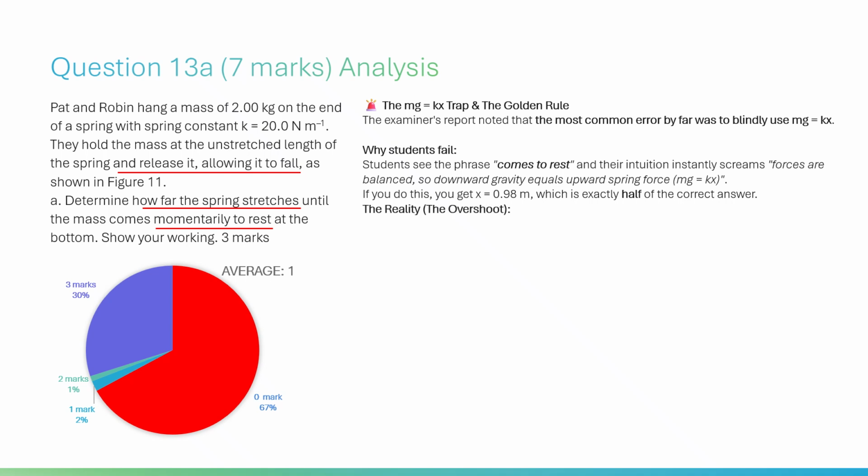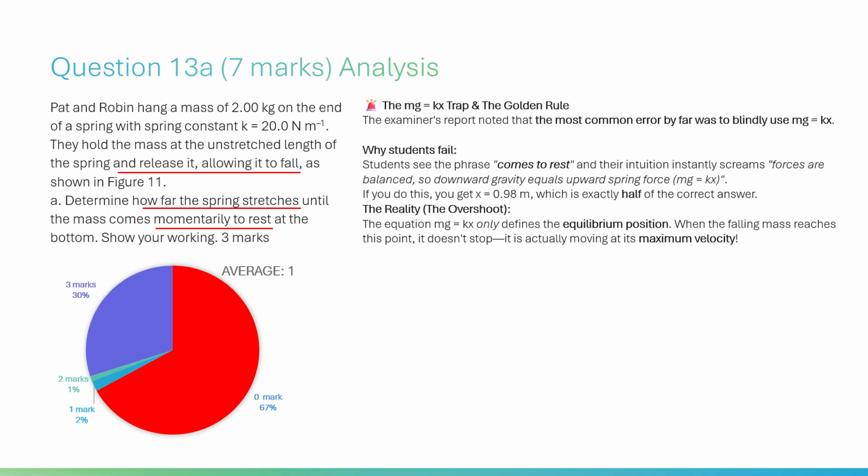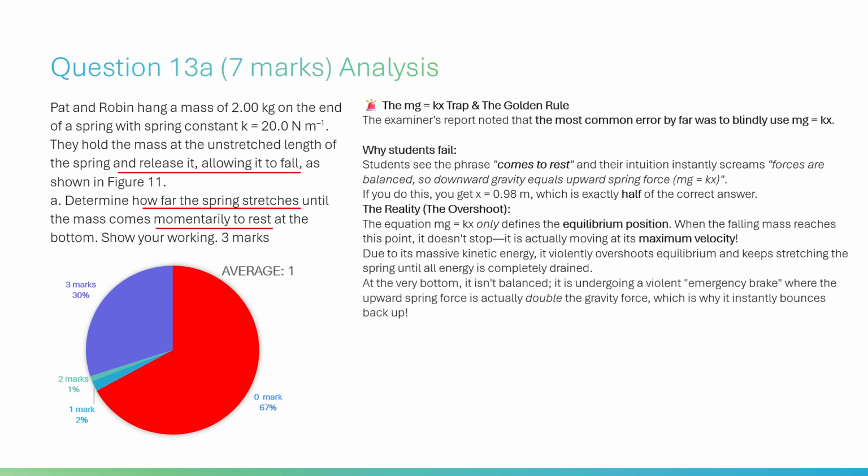The reality, the overshoot. The equation mg equals kx only defines the equilibrium position. When the falling mass reaches this point, it doesn't stop, it is actually moving at its maximum velocity. Due to its massive kinetic energy, it violently overshoots equilibrium and keeps stretching the spring until all energy is completely drained. At the very bottom, it isn't balanced, it is undergoing a violent, emergency brake, where the upward spring force is actually double the gravity force, which is why it instantly bounces back up.